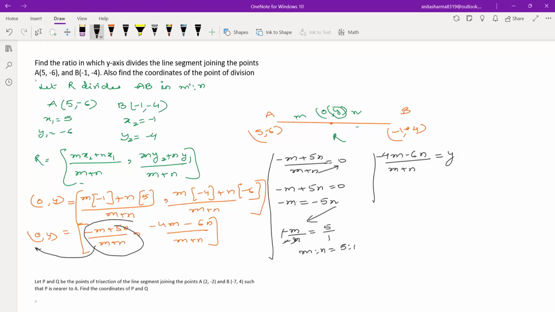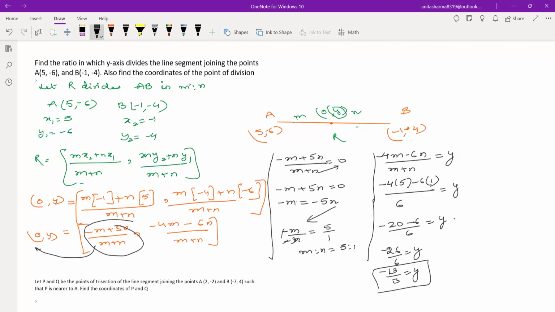Have you got the same answer, children? Yes, ma'am. Okay, now put these values m and n in this coordinate y. So minus 4 into 5 minus 6 into 1, upon 5 plus 1, 6, is equal to y. Solve it. Minus 20 minus 6 by 6 is equal to y. So the coordinate of y will be minus 13 by 3.